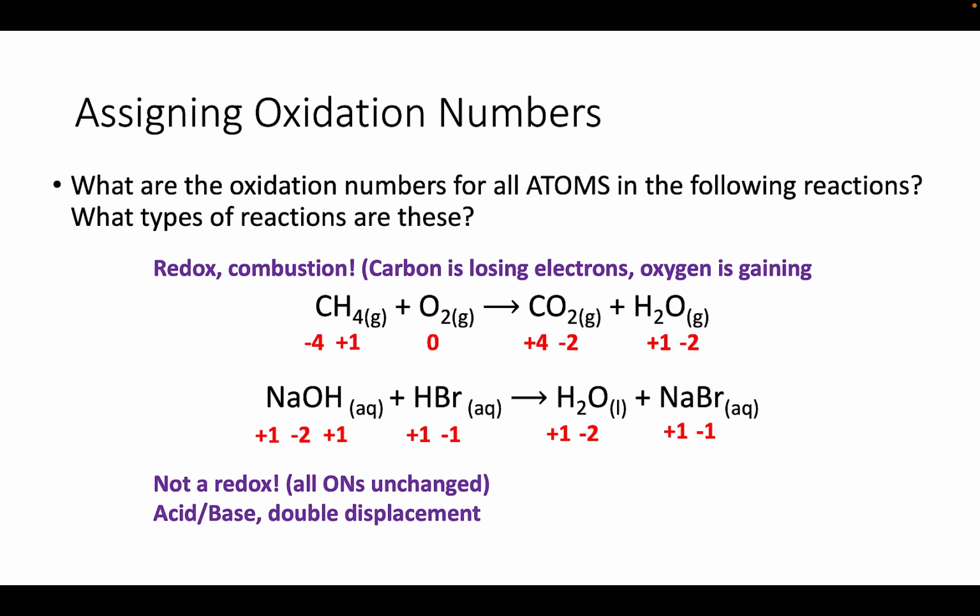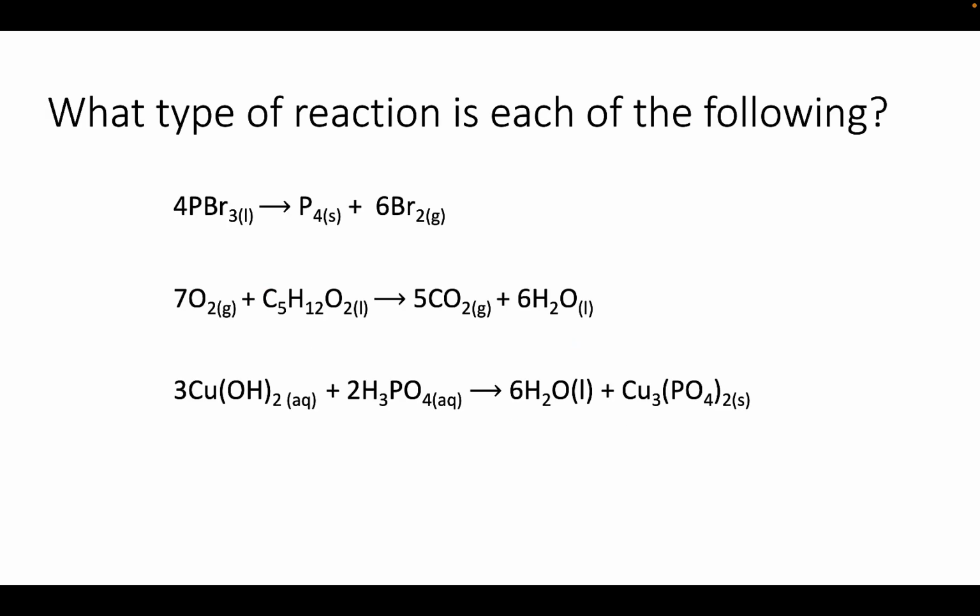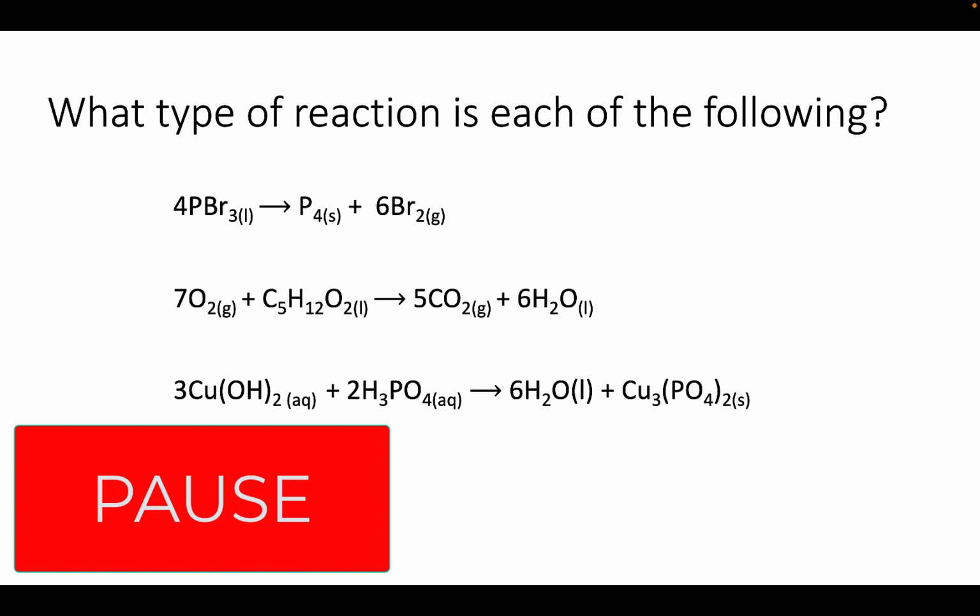It is, however, an acid-base reaction. We have hydrogen and hydroxide forming neutral water, and we could also think of it as a double displacement, though not a precipitation reaction because we don't have a solid product being formed. All right, let's look at a few more reactions and let's try to predict what type of reaction each of the following are. So go ahead and pause the video again and see if you can predict what types of reactions these all should be.